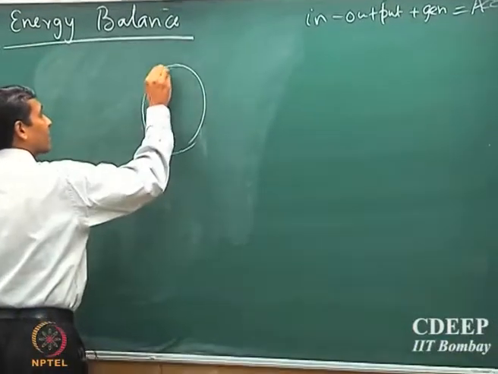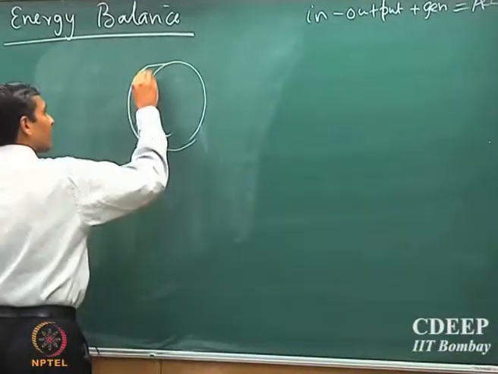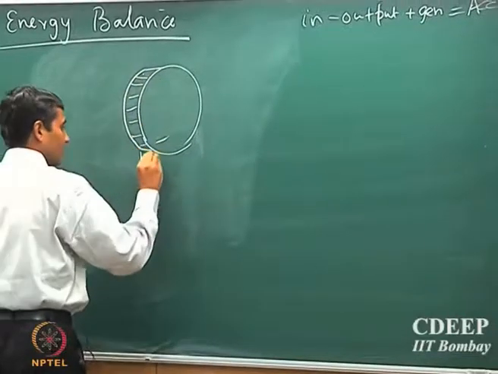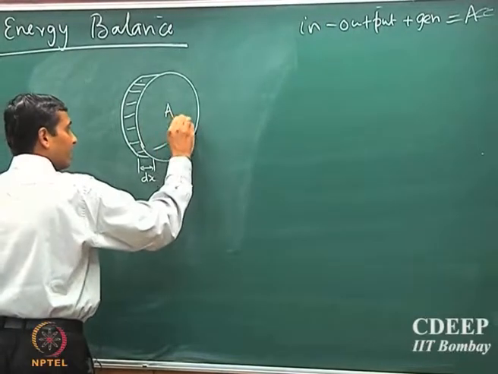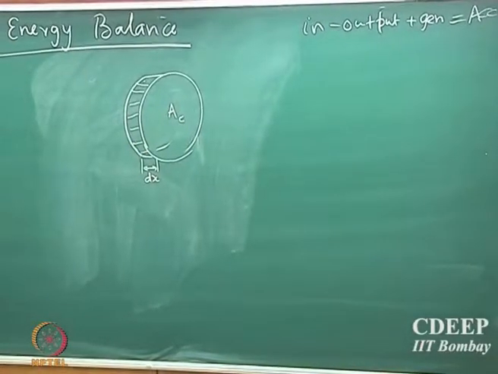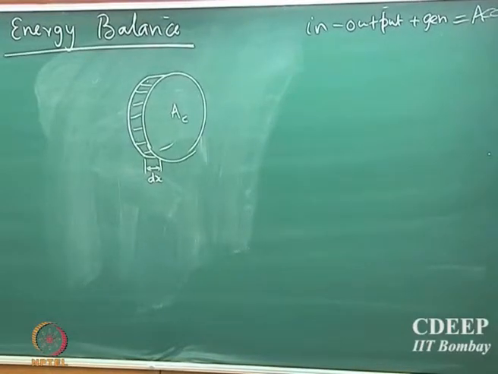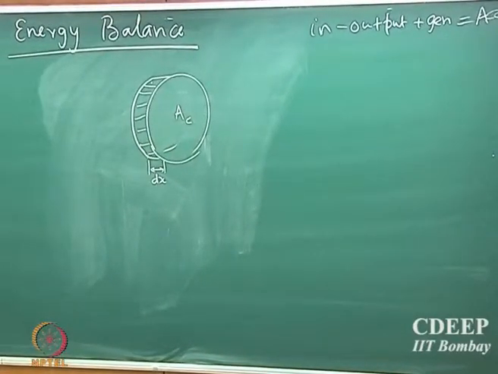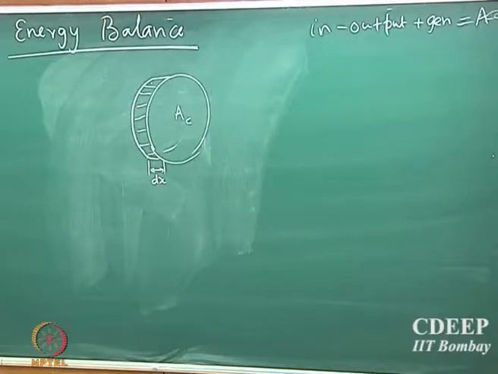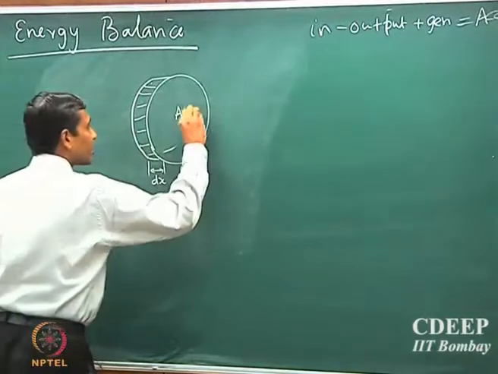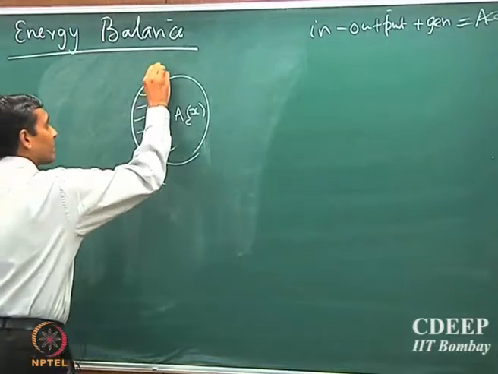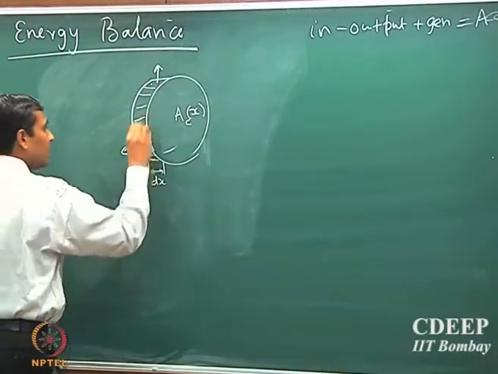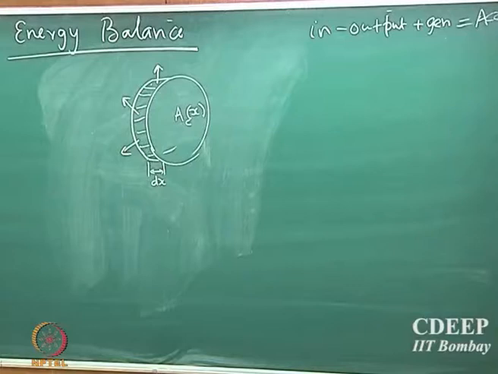So supposing I draw the cross section, this is dx, and A subscript c is the cross sectional area for conduction. Note that the cross sectional area could in principle be a function of the axial position, so this is in principle a function of x. The convective mode of heat transport is actually occurring from the curved surface area of this object.